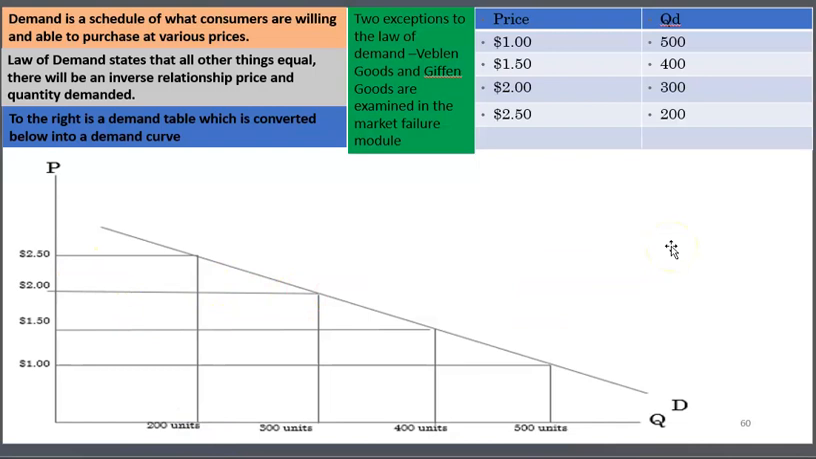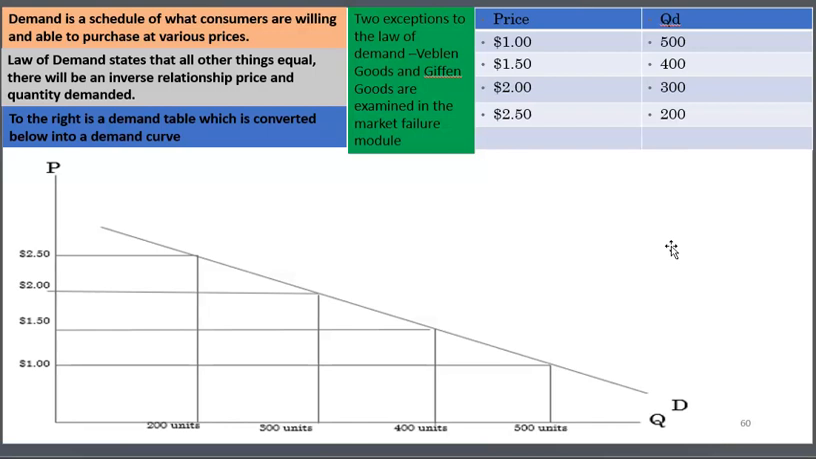Now, one thing that we should point out right off the bat is that all other things equal, there's an inverse relationship between price and quantity. That is called the law of demand. Now, why does the law of demand exist? Let's think about this for a second in terms of the definition of demand.